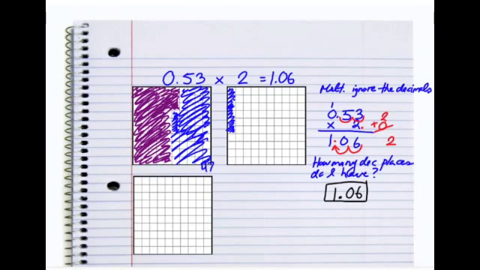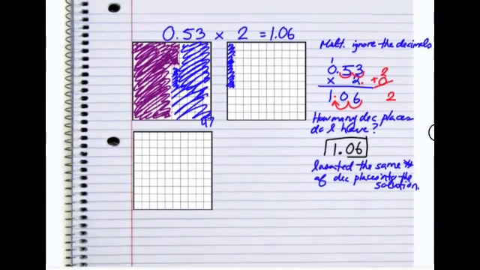You may want to write in, we added, or I guess we inserted. You didn't add anything. We inserted the same number of decimal places into our solution. Great. Let's look at one more multiplication example.